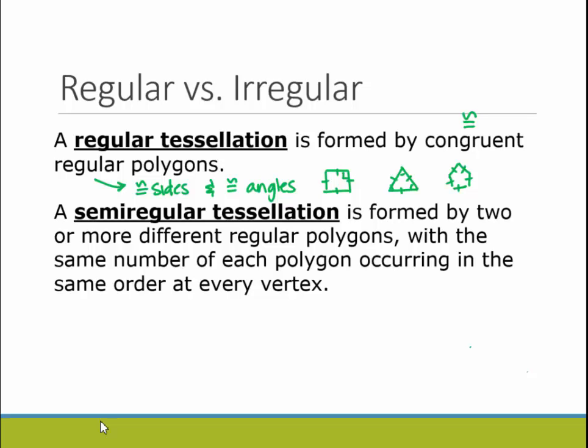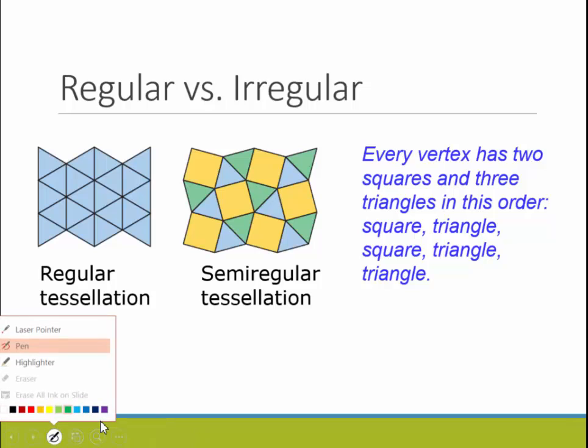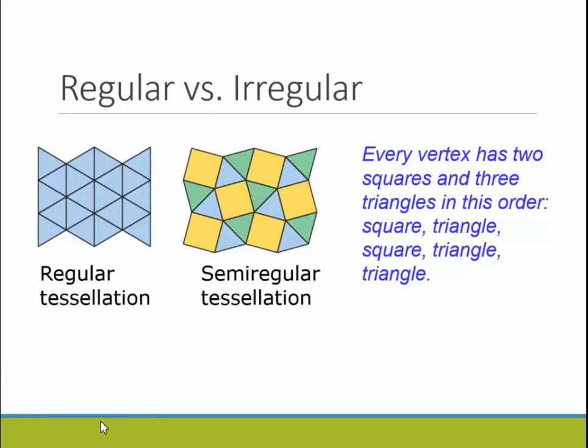A semi-regular tessellation is formed with two or more different regular polygons with the same number of each polygon occurring in the same order at every vertex. So what the heck does that mean? If we take a look at this first one here, where it's all the blue triangles, this is a regular tessellation because you have an equilateral triangle that just is moved around and makes this nice pretty shape. It's one shape that makes it.